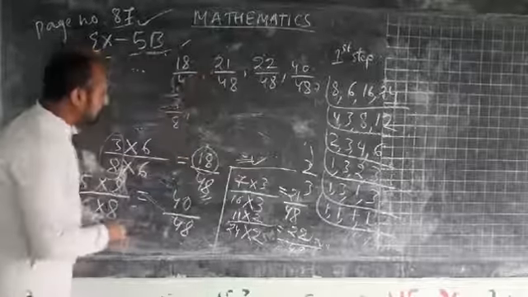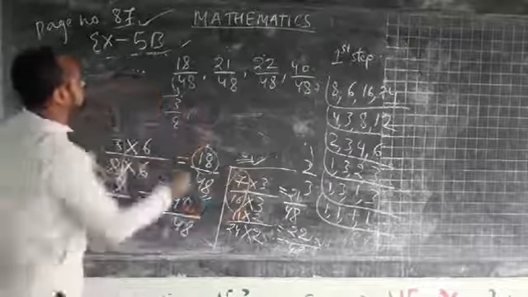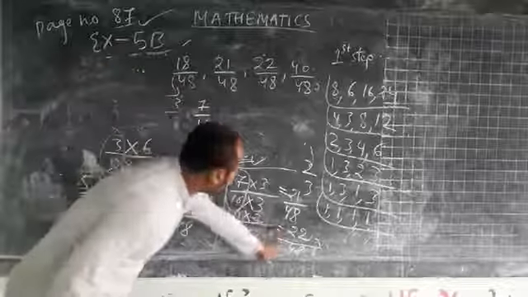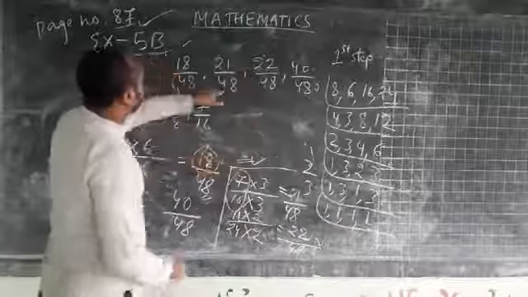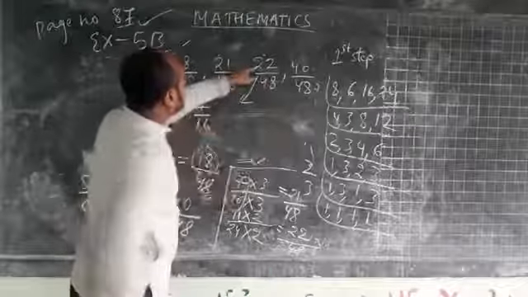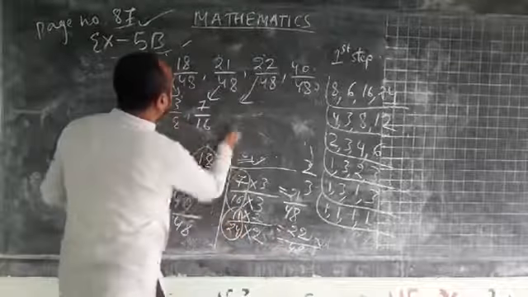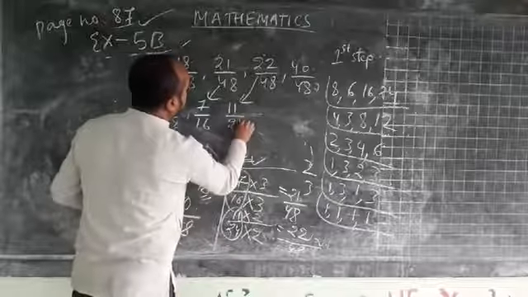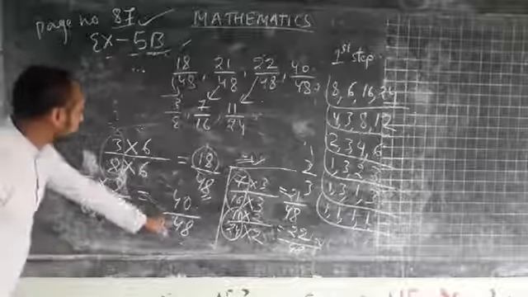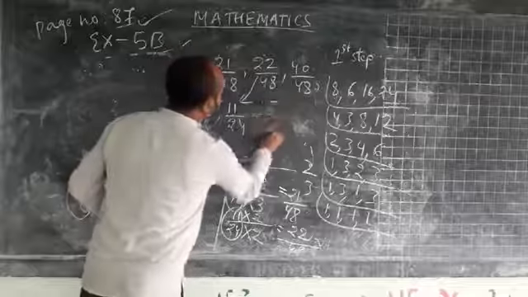In place of this we have 3 by 8. Now in case of 21 by 48 we have this 7 by 16. Now after this we have 22 by 48. So in place of this one we have 7 by 16. And in place of this 22 by 48 the fraction is this 11 by 24. Now next, in place of 40 by 48, what is the fraction? This 5 by 6.